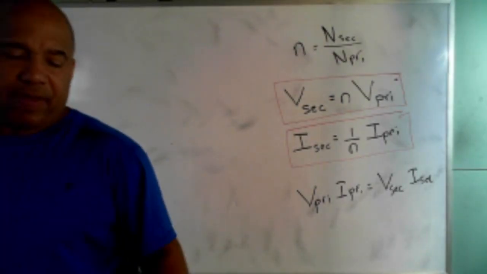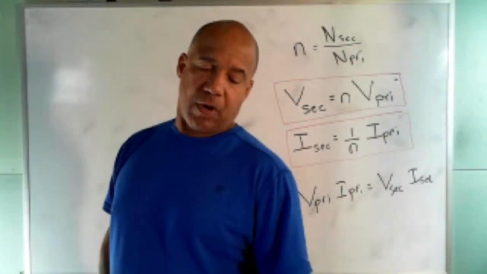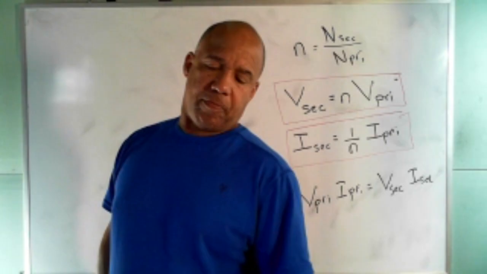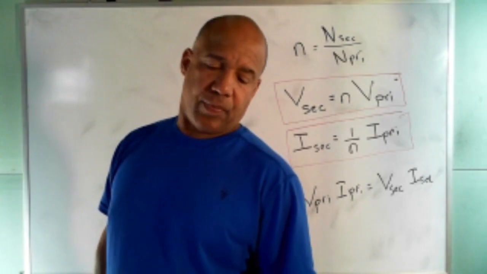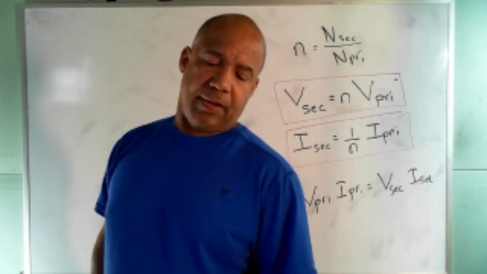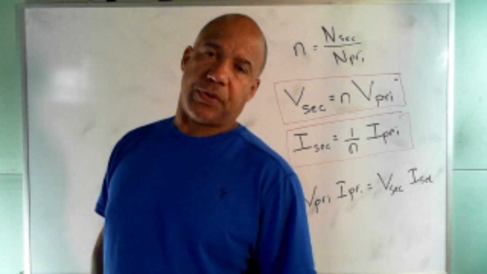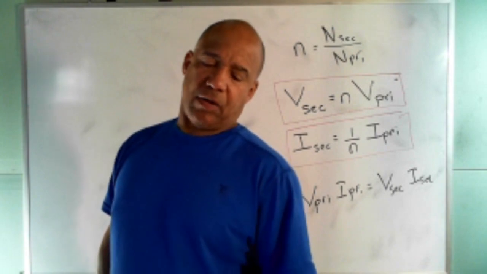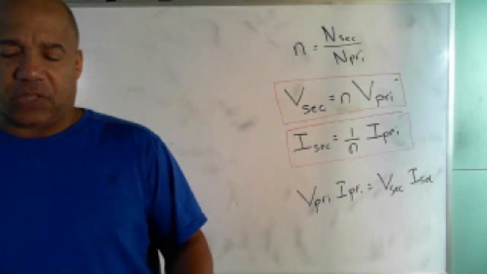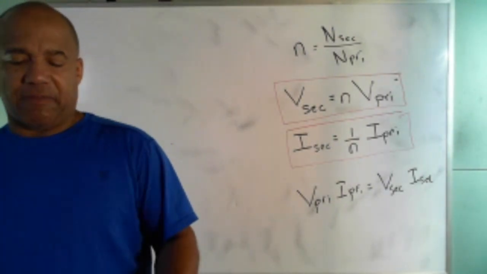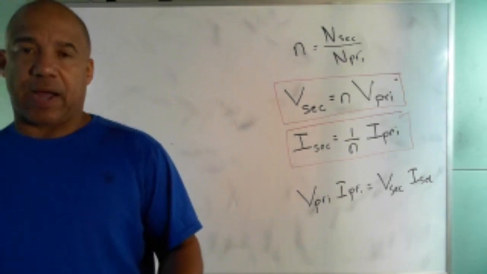So you have a transformer. This is a single-phase transformer. The turns ratio is 1 to 2, and the voltage source is 50 volts, and it has a 1K resistor hooked to it, and they tell you that the efficiency of the transformer is 100%. They want you to find V sec, I sec, P sec, P prime, and I prime.